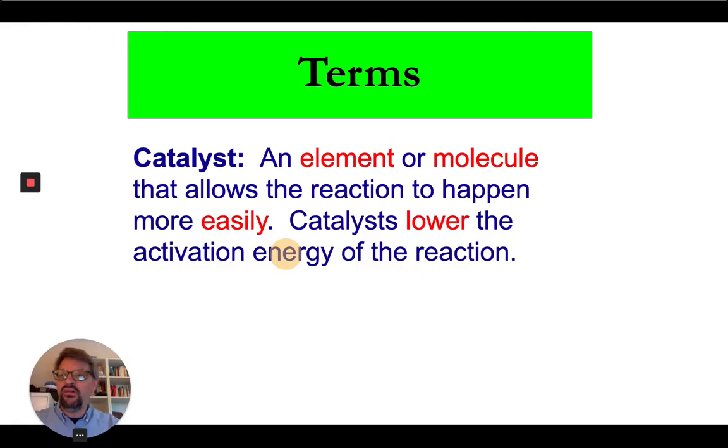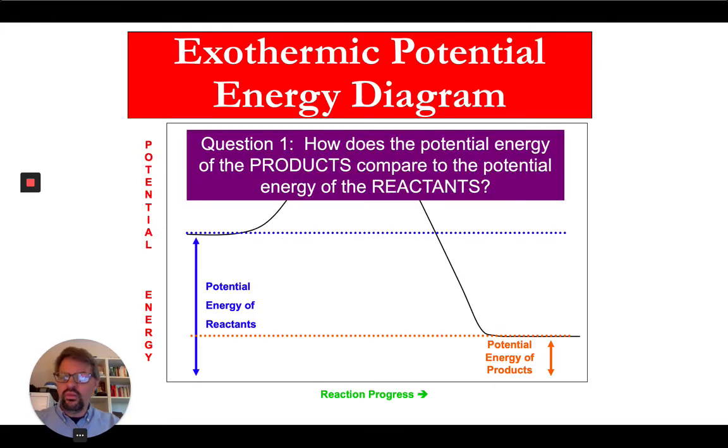And it allows it to happen a lot more often than it would otherwise. All right, what else here? So now we come to the graphs. This first graph is what's called an exothermic reaction.